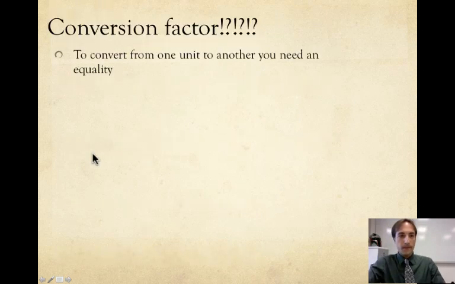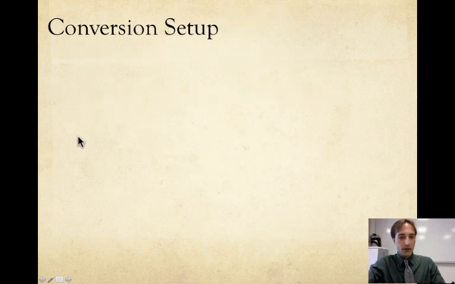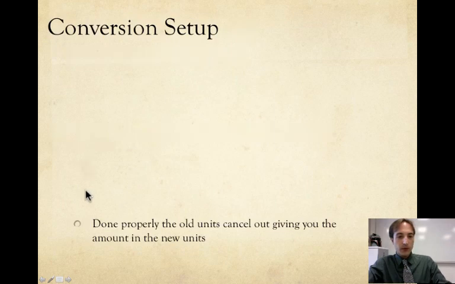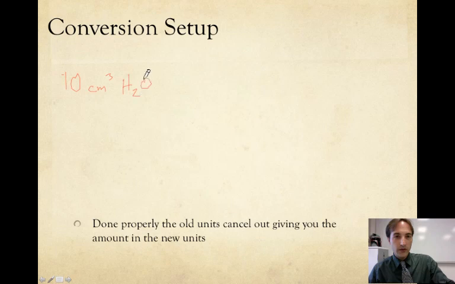All right, so conversion setup. Let's take a look at it. This is what I'm talking about actually right now. So if done properly, the old units cancel, giving you the amount in the new units. So let's do an example really quick. Let's say that we have 10 cubic centimeters of water. And we just said that, let's start with the equality, 1 centimeter cubed equals 1 milliliter. We just talked about that, right?